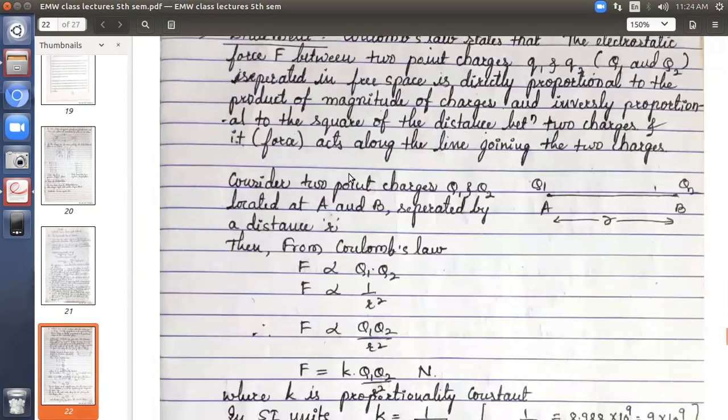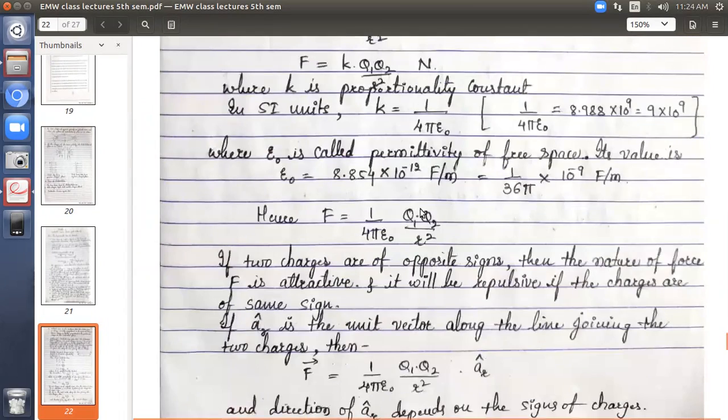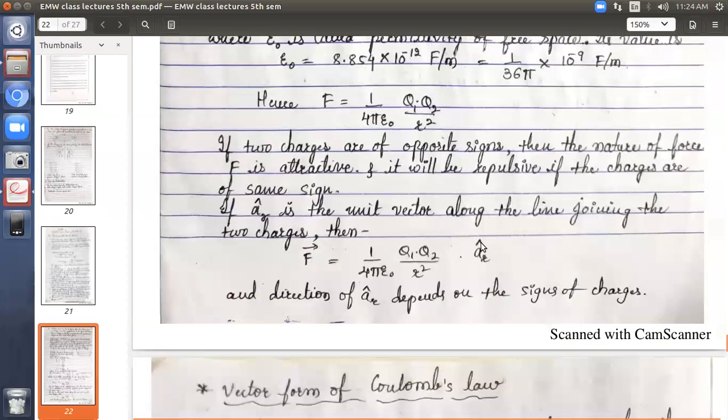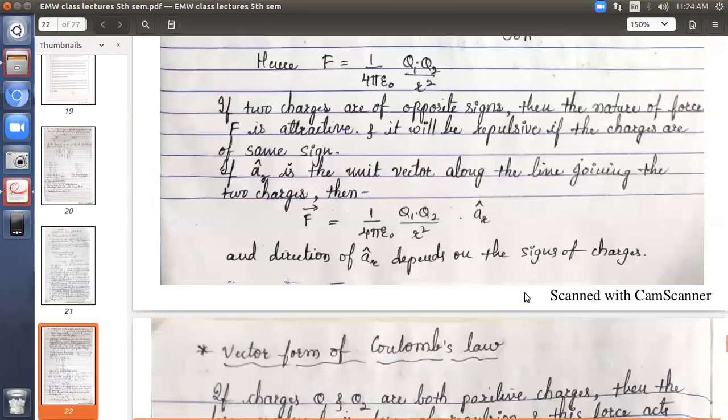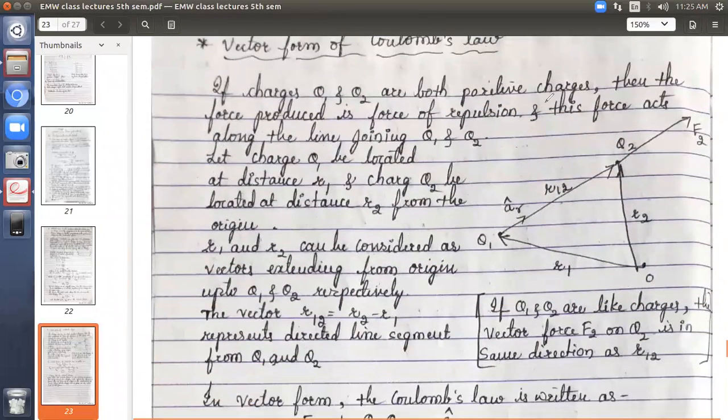With this definition, we have arrived at the force equation: F is equal to 1 by 4 pi epsilon naught q1 q2 divided by r square. This is a simple form. We have not specified direction here. In order to get the direction, we make use of a suffix r cap as the unit vector, and the direction of this depends on the sign of the charges, whether a positive charge or a negative charge is used.